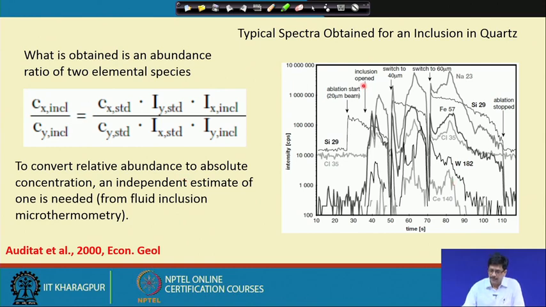So, this diagram is a typical spectrum obtained by laser ablation of a fluid inclusion. Here the intensity is plotted against time. You could see time in seconds from 10 to 110 seconds, and from the beginning up to another 20 seconds or so, we are seeing the silicon peak, silicon 29, which is the time taken for the host mineral to get ablated and the inclusion cavity to be exposed to the laser beam, and the ablation starts here.